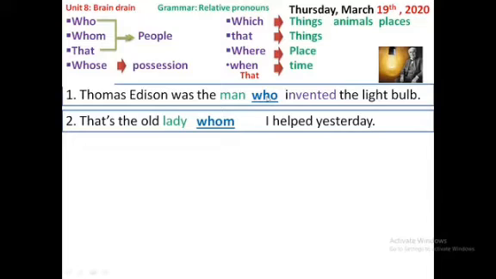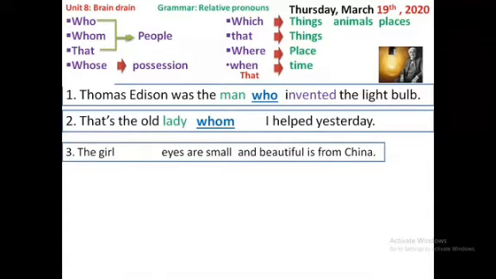So who is a subject and should be followed by verb, and whom is an object and it does not need a verb. That's why we have to use here whom. That's the old lady who I helped yesterday. It's not correct. So we have to say whom. Remember who and whom? Who refers to people or persons followed by verb. Whom refers to persons and followed by subject. Here I don't care about the singular or plural form. I don't care if we say a man or man, plural or single, doesn't matter.